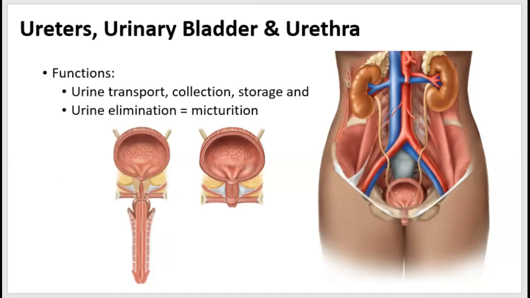So the urine collecting organs include the ureters, the urinary bladder, and the urethra. They have the function to transport urine from the kidney, collect the urine, store the urine, and then eventually be able to release it or eliminate it.